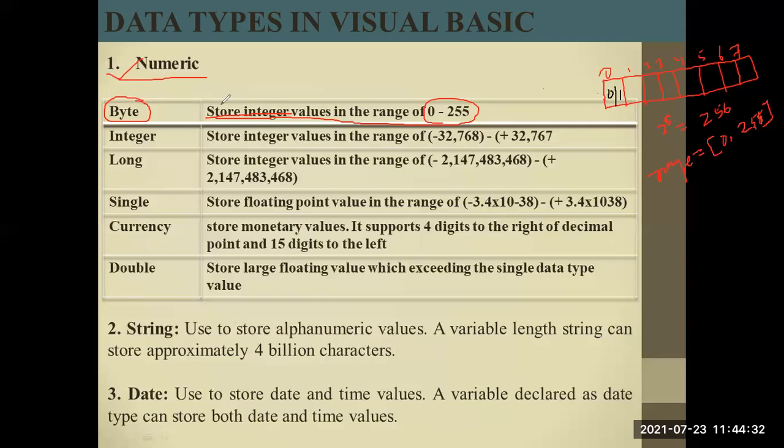Similarly, the next data type that can be used is called the integer type, which is also used for storing integer type variables. Here the range differs. You can see the range here is very much larger, very much higher.